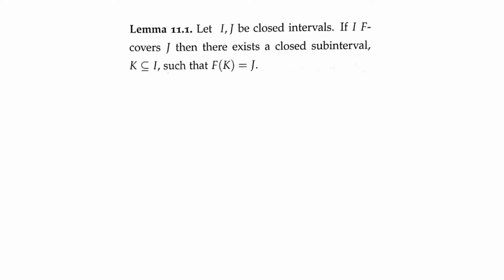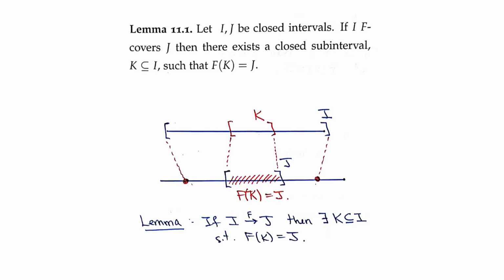So now let's turn to the lemma. Let I and J be closed intervals. If I, F covers J, then there exists a closed subinterval, K, in I, such that F of K is exactly equal to J. Here's a picture of why, in some cases, this lemma should be obvious.